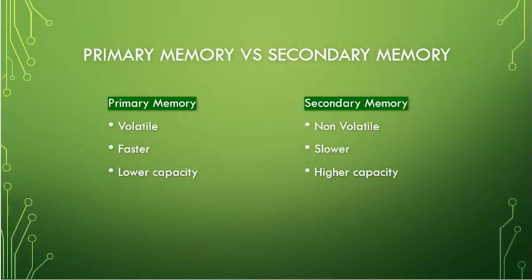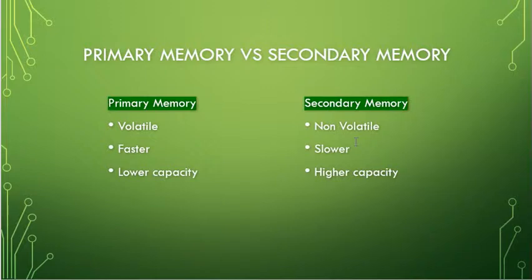That means in order for primary memory to keep the information, to keep the data, it has to have the power. And as soon as it doesn't have the power anymore, then your computer, you will lose all of the data that you stored on your primary memory. On the other hand, anything that you store in your secondary memory is going to be non-volatile. That means even if you turn off your computer, you will still have access to all of your information.